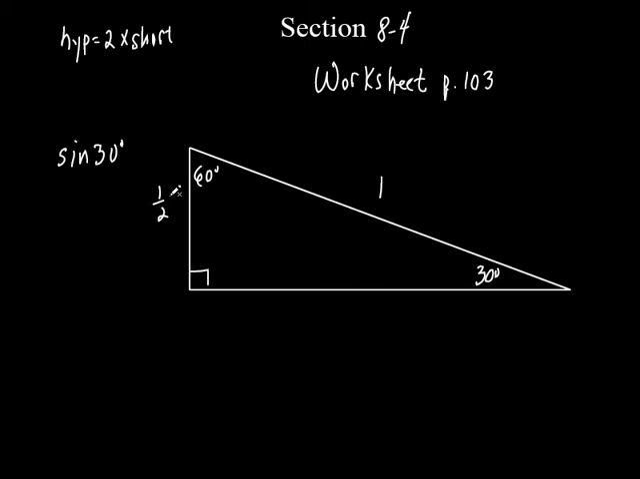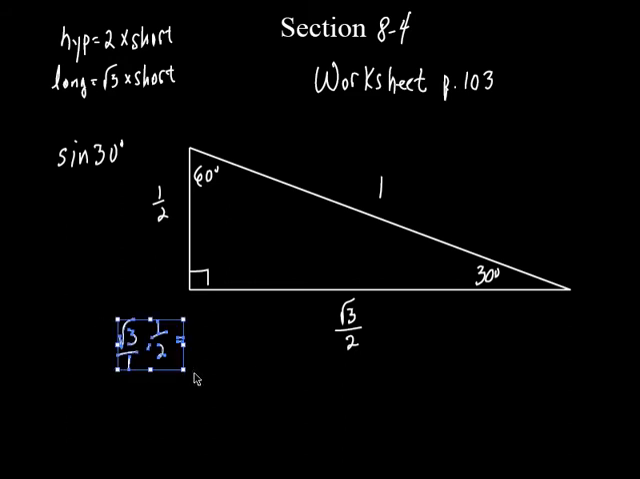Would you agree? What would the long side be? What was the relationship with the long side? The long side was the square root of 3 times the short side. All right, so it's the square root of 3 times 1/2. Now watch how we write this, though. I'll write this a little cleaner. Square root of 3 times 1 is just square root of 3 over 2. All right? So look what we have.